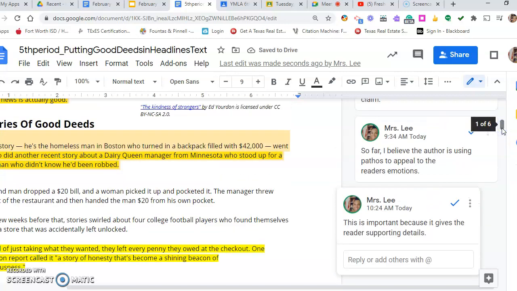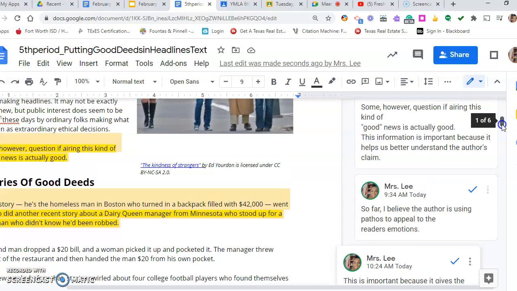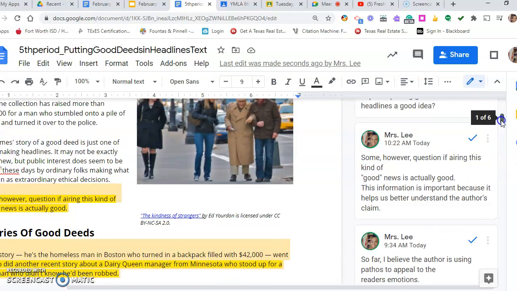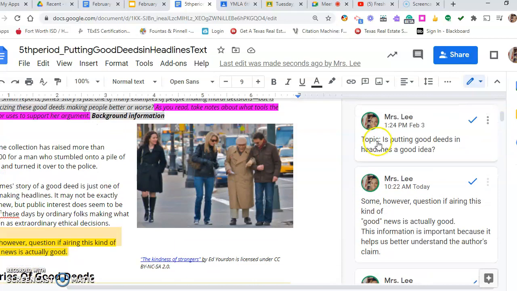So far, I believe the author is using pathos to appeal to the reader's emotions. We do get into more of logos towards the middle and ending. And of course, the topic is putting good deeds in headlines. Is putting good deeds in headlines a good idea?